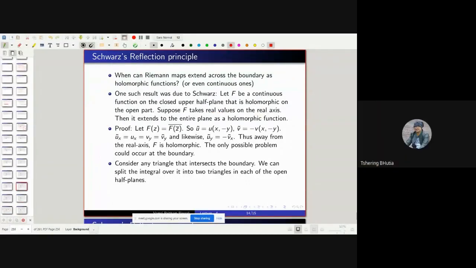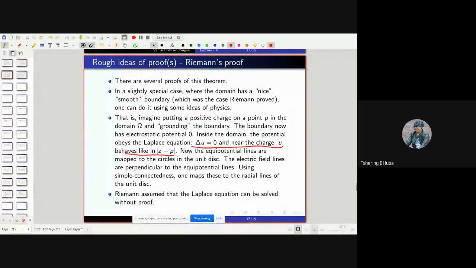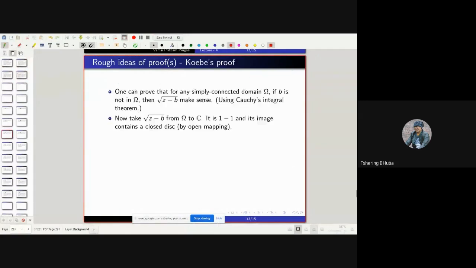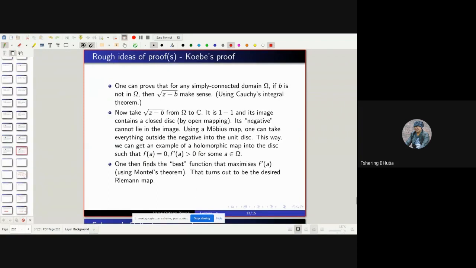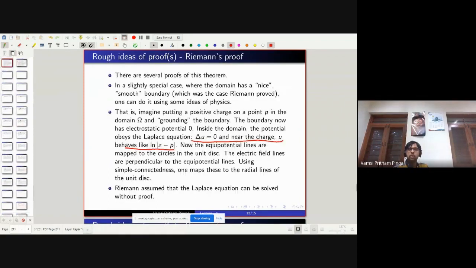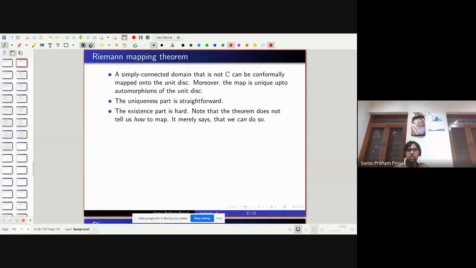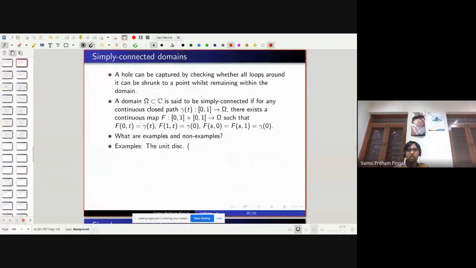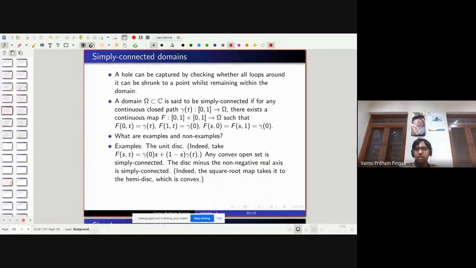Sir, when we were doing the disk minus the non-negative axis, you gave some explanation about its simple connectedness. Can you, sir, explain it again? Simple connectedness. Oh, that one. Disk minus that, right? Yeah, sir. Okay. Let's see where. Okay, I don't. Damn. I was hoping I already had.